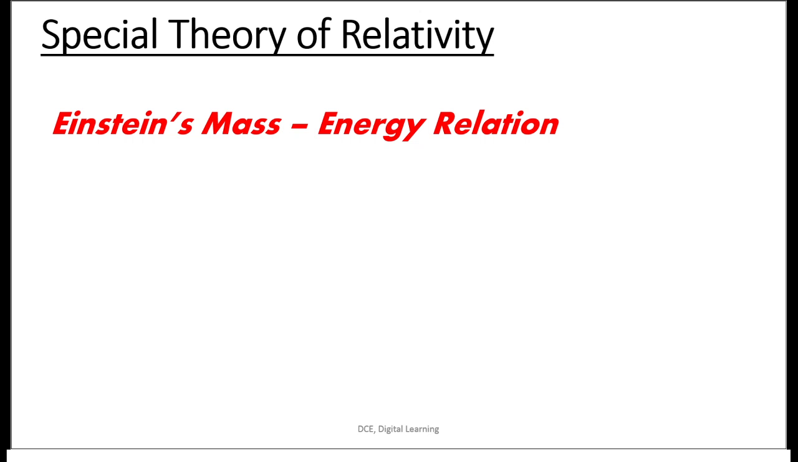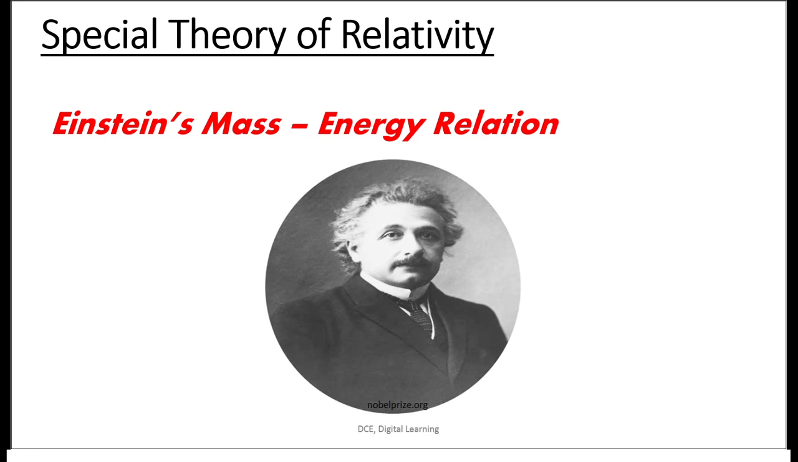Today we are going to discuss a new thing which was a milestone in physics, that is Einstein's mass energy relation. Even a non-science student knows Einstein because of this equation, E is equal to mc square. It is one of the most important milestones which created history in physics. So let us see those things.